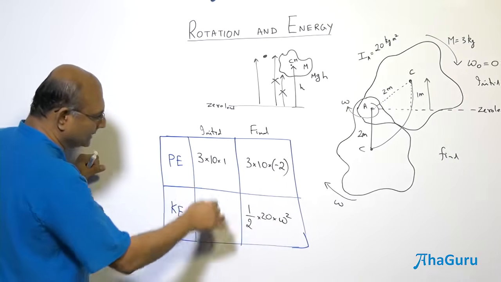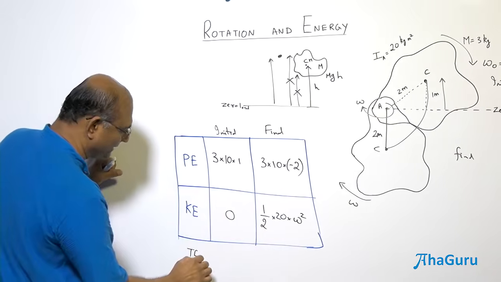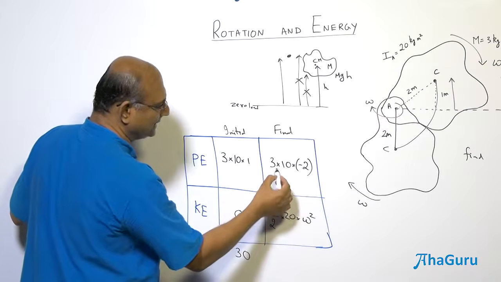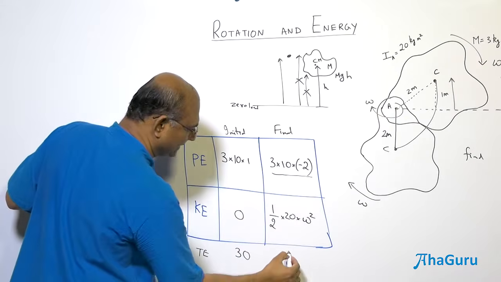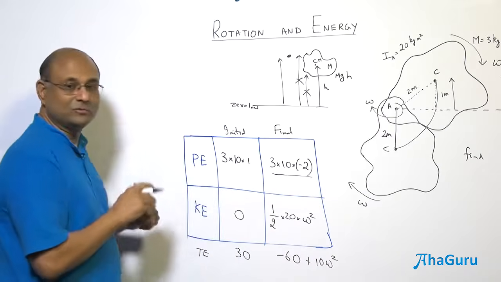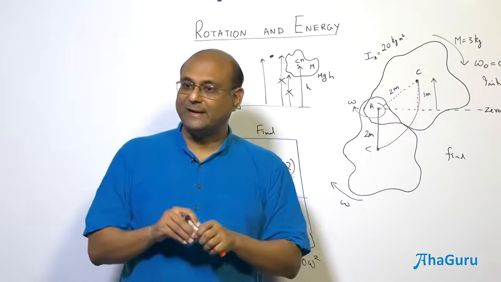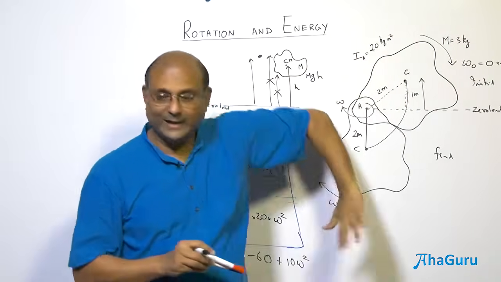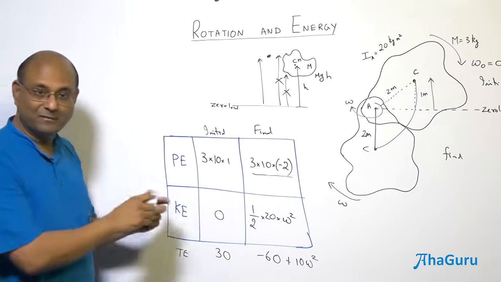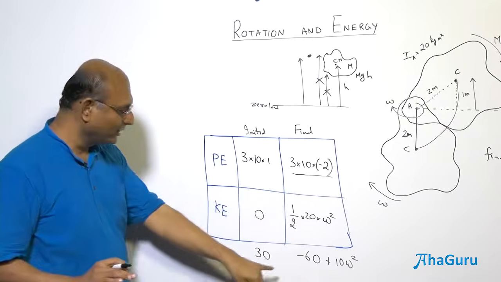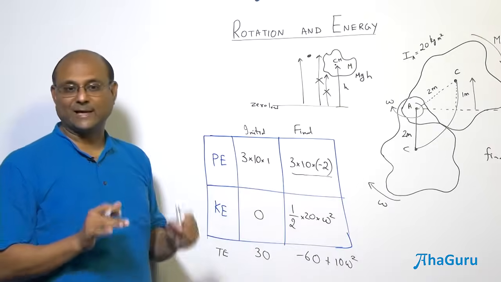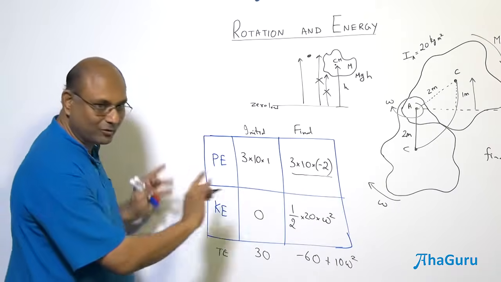So now if I total this up, this is going to give me my total energy. What is my total energy in the beginning? 30 joules. What is my total energy in the end? This is minus 60 plus 10 omega square. And now there was no loss of energy when I did this. So when it's coming down like this, the energy at the beginning must be equal to the energy at the end. Later on we'll look at a concept video where we look at what happens when you are providing extra energy. It will be called work. Right now we don't have to worry about that.